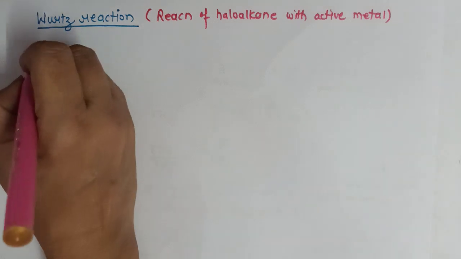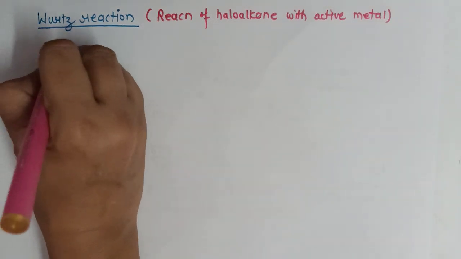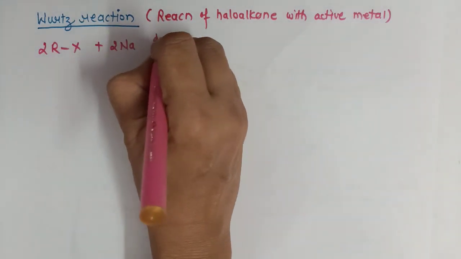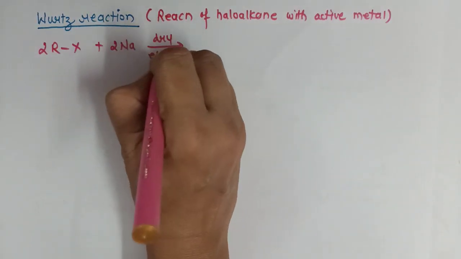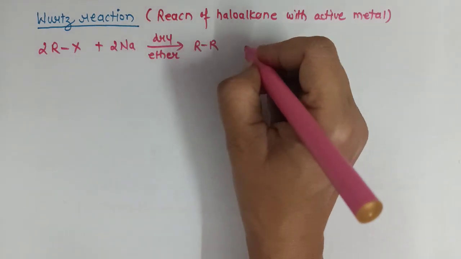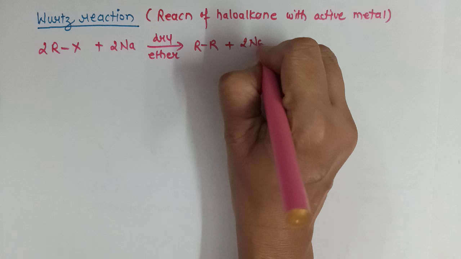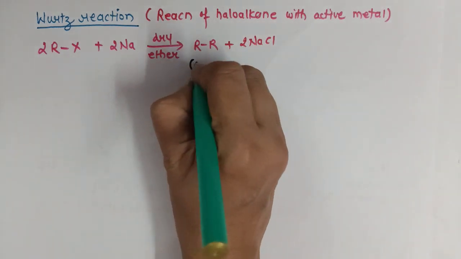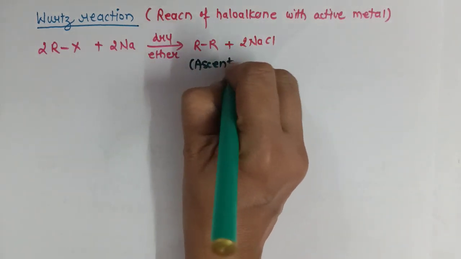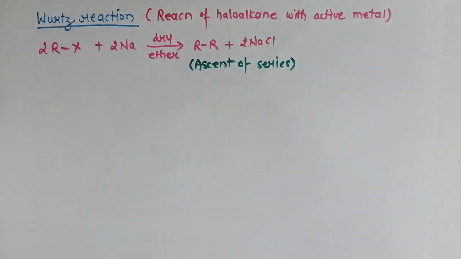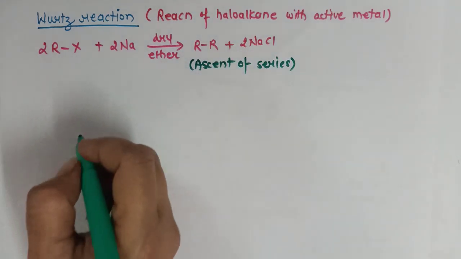Now any haloalkane, 2 moles of haloalkane when treated with sodium in presence of dry ether, we get alkane with increased number of carbon atoms, and therefore this reaction is also considered as ascent of series reaction as the carbon atoms are increased. Let us take one example.